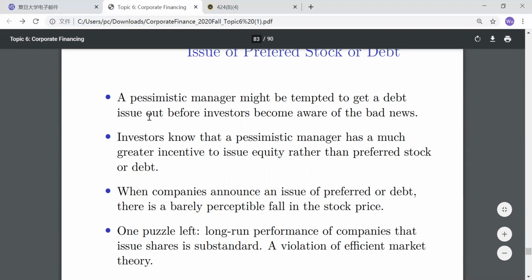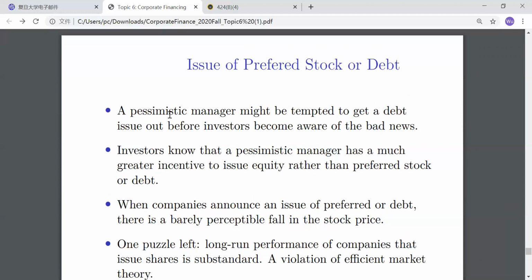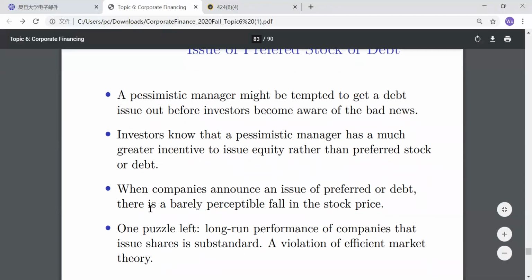So here, pessimistic managers means the managers think that the company's stock is overpriced, right? So the company's future is not so good. In that case, to avoid this markdown, to avoid investors knowing that the company is overvalued, they may be tempted to get a debt issuance, right? And then investors actually know that a pessimistic manager has a greater incentive to issue equity rather than preferred stock or debt, right? Because if you think your company is really, really overvalued, then you have a stronger incentive to issue security. So that's why when a company announces the issue of preferred stock or debt, there is a little fall in the stock price, right?